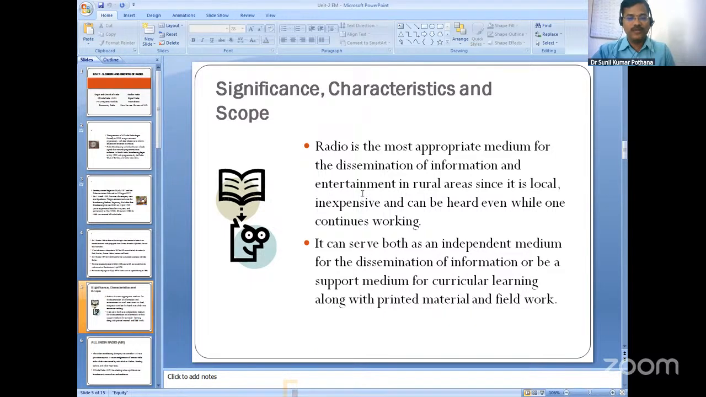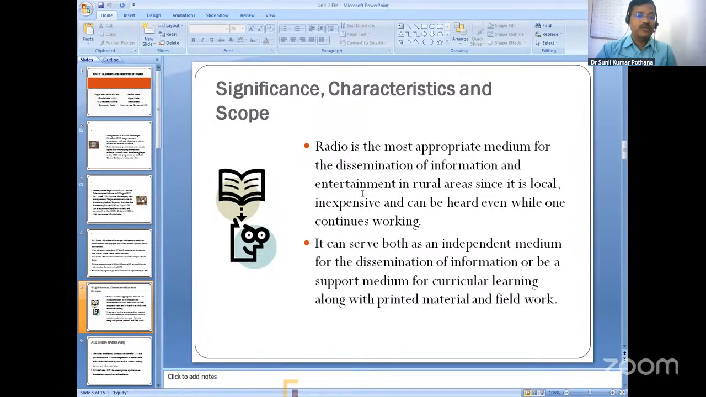Farmers, for example, do their cultivation work, and while they do it they can listen to the radio. Literate or illiterate, rural or urban, there are no barriers. Everyone can access the radio. That is why it is the most appropriate medium for the mass of people.